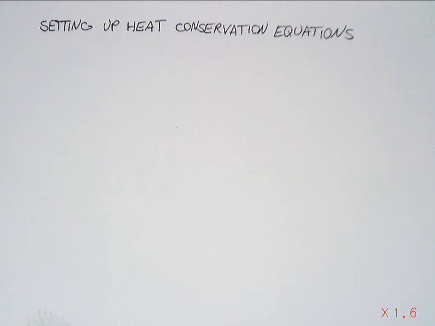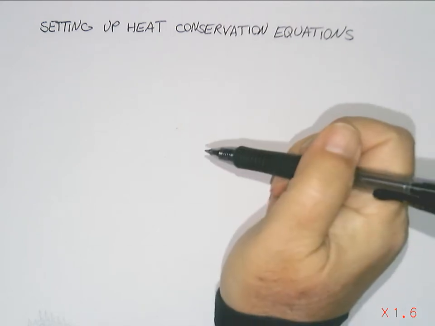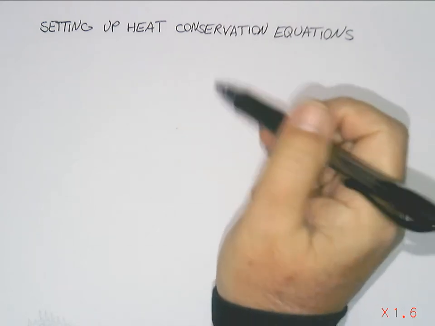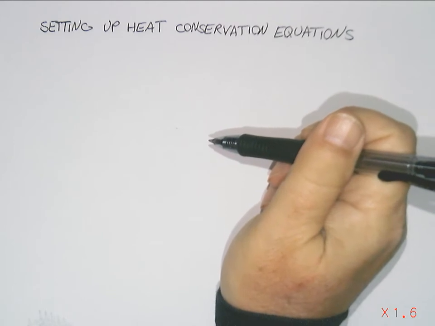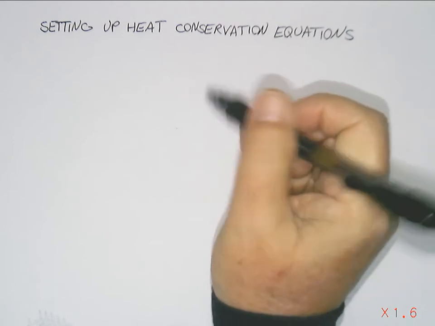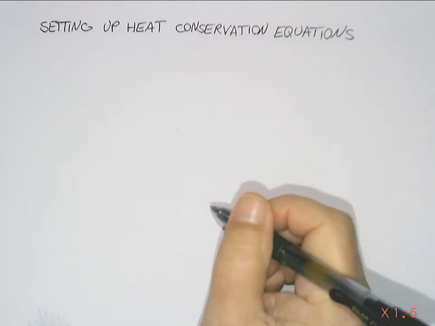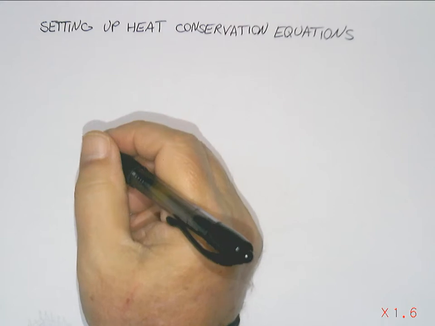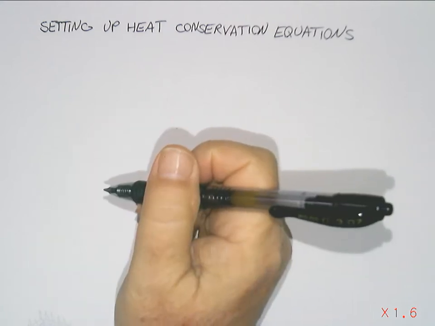Whenever we're doing a calorimetry problem, we're relating heat flows with temperature changes. And the first step in any problem like that is to set up the heat conservation equation that you're going to use. This is a master equation that determines how the rest of the problem is going to go. And it's going to be different for every system that you look at. Let's look at how you would set up heat conservation equations for certain systems.